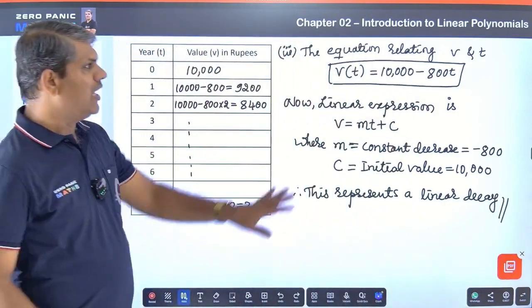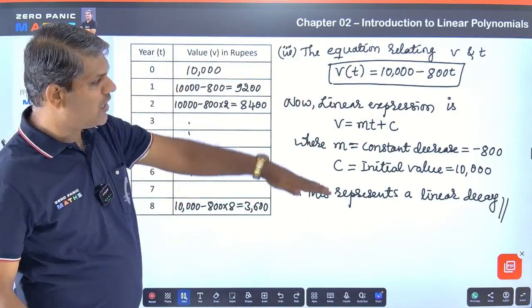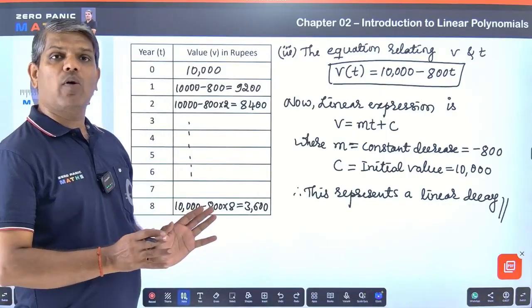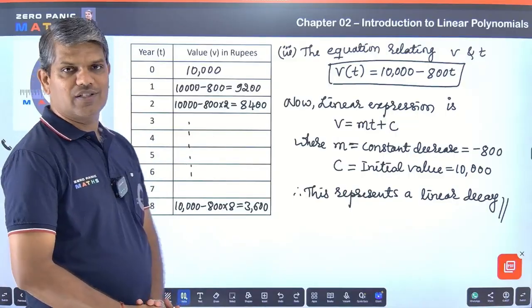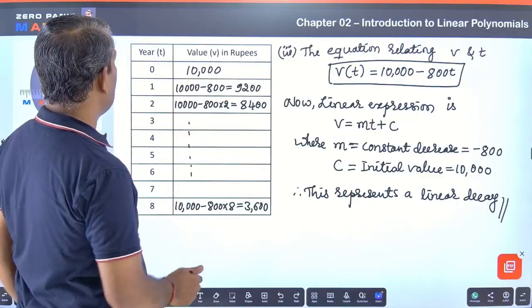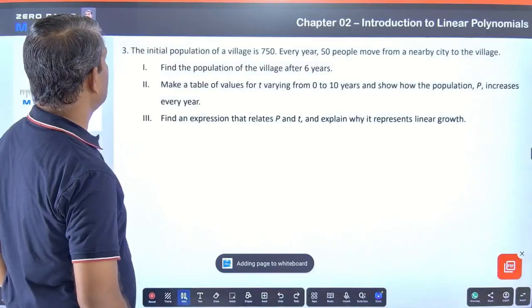Hope you are getting it. Why we are writing all this? Because the answer requires the descriptive way of explaining the things. You understood, right? Okay, now let us move quickly to the next problem.